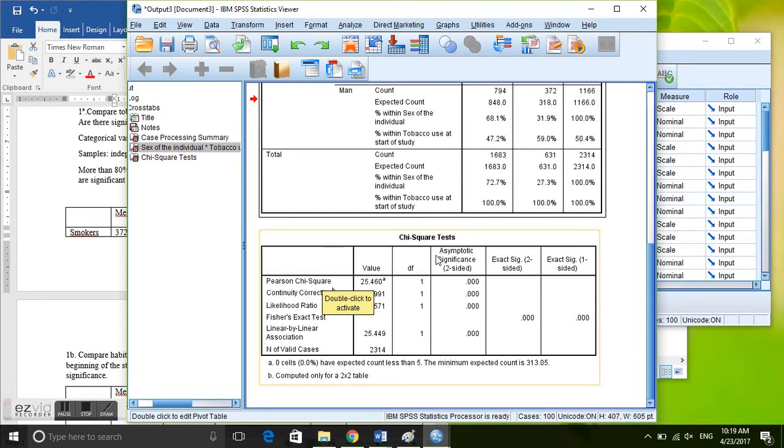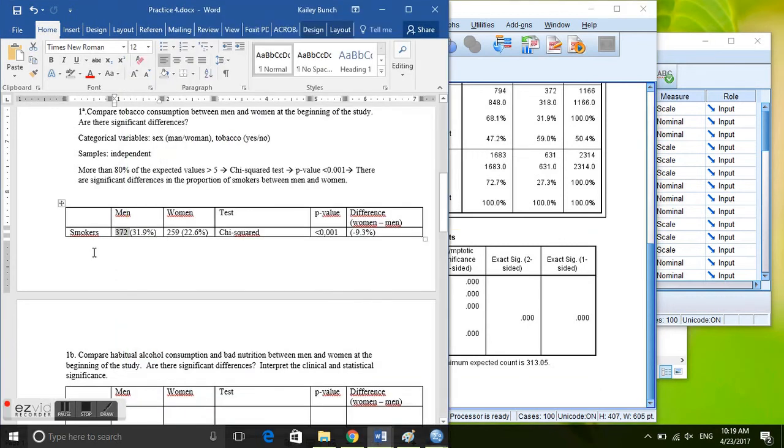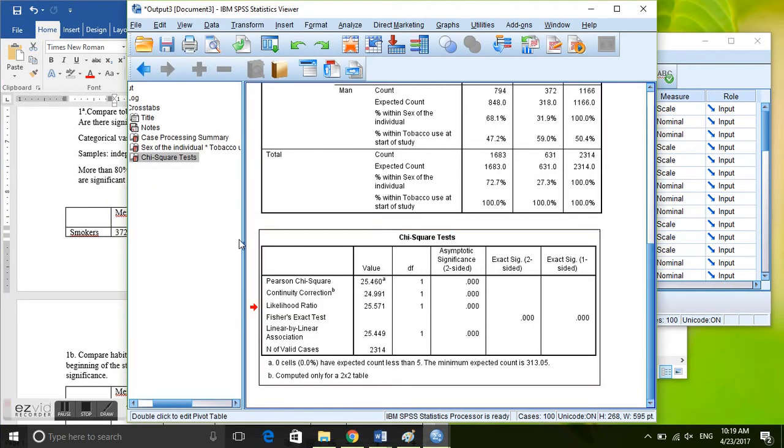So we choose the Pearson chi-square, and we need to choose the two-sided, and it's less than 0.001. So here we put chi-square, p-value less than 0.001, and then we need to subtract the percent of women smokers from the percent of men smokers, and we get minus 9.3%. So we can say that 9.3% fewer women are smokers than men. And we can say that it is statistically significant because the p-value is less than 0.05 at a 95% confidence or significance level.